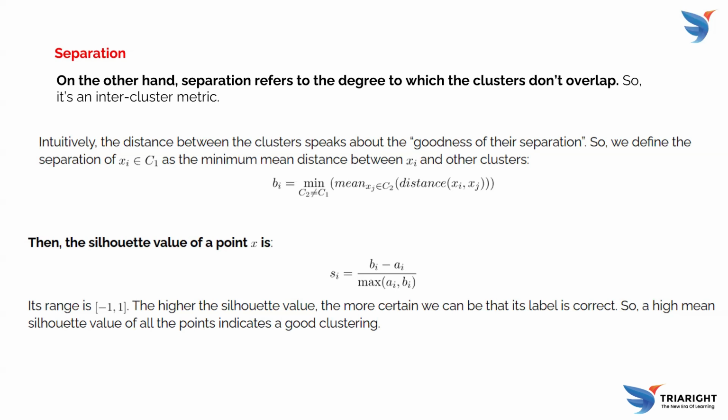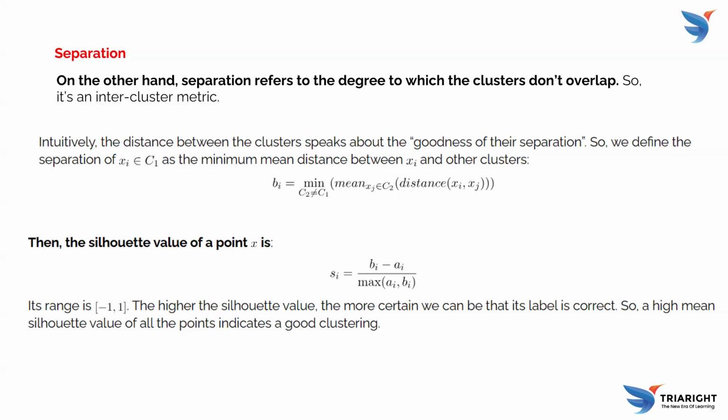Based on this topic, separation refers to the degree to which clusters do not overlap. It is an inter-cluster metric, meaning it measures the properties between different clusters. The greater the distance between the clusters, the better the separation. The separation of the data point xi in cluster Ci is defined with respect to another cluster. It minimizes the mean distance between xi and all the data points of any other cluster. So this finds the distance between the point and all the points of each neighbor cluster, representing the distance to the closest neighboring cluster.